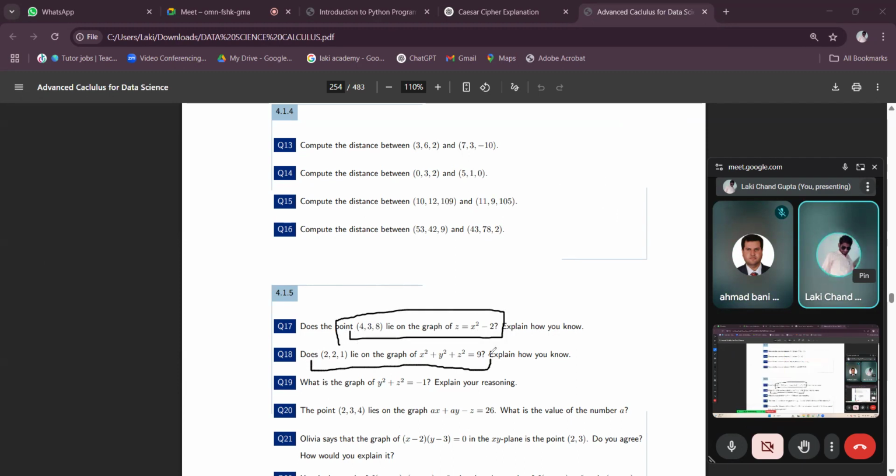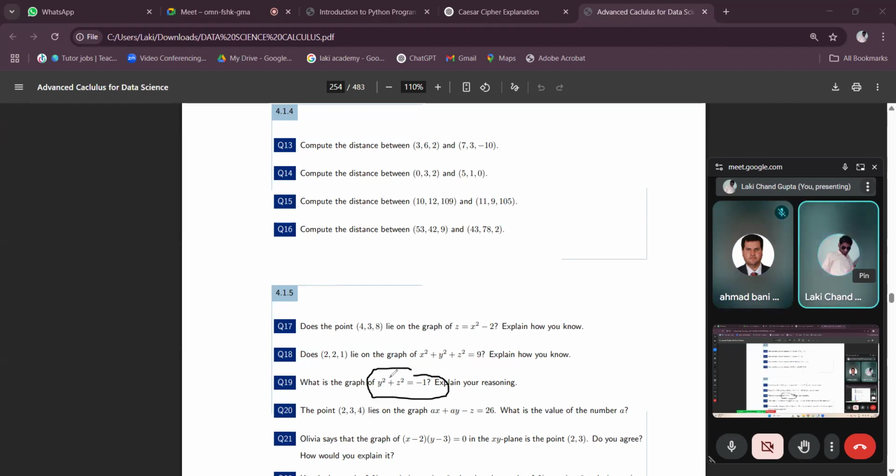Does this point satisfy the equation? Yes, because x is 2, y is 2, z is 1. You will get 9. And this is 2.